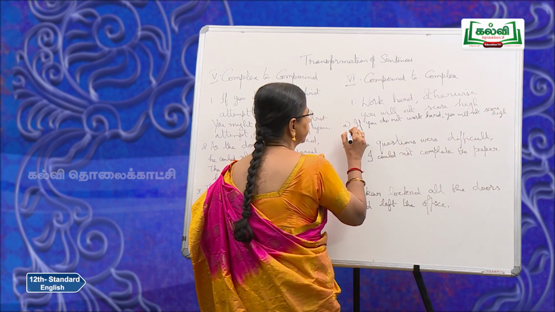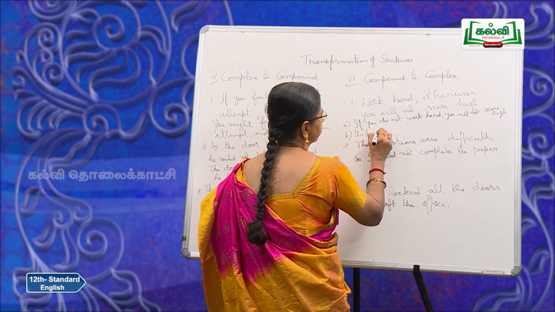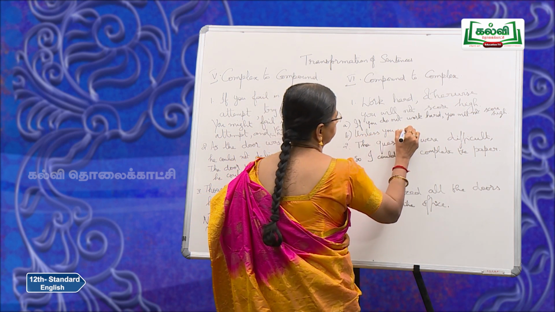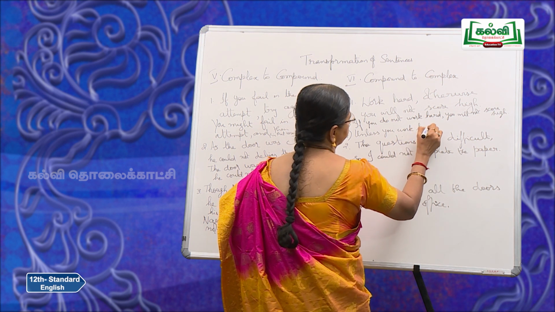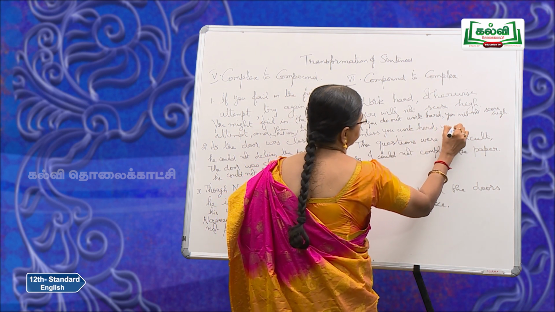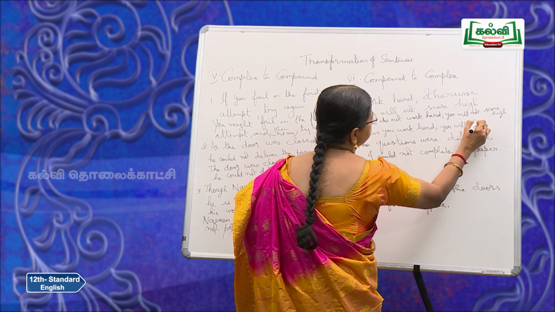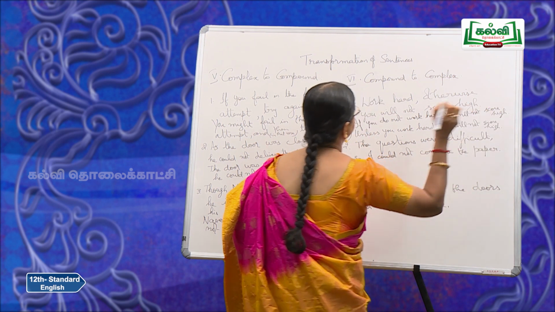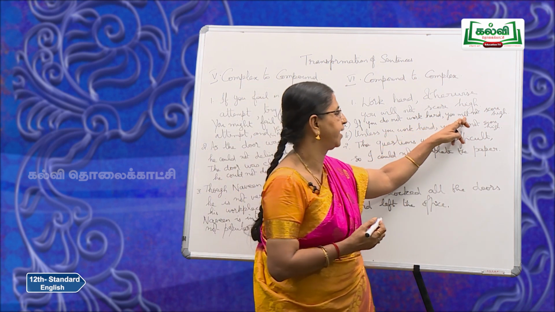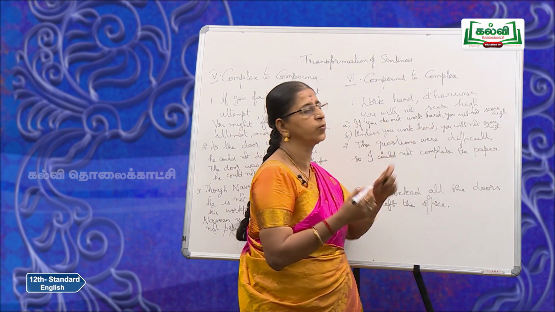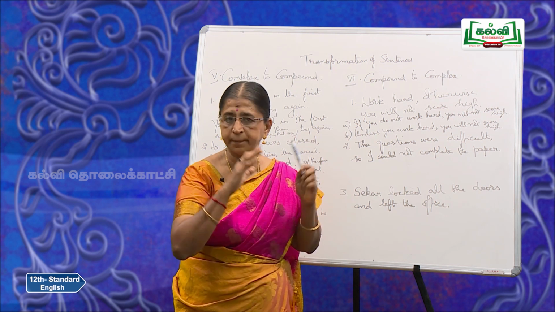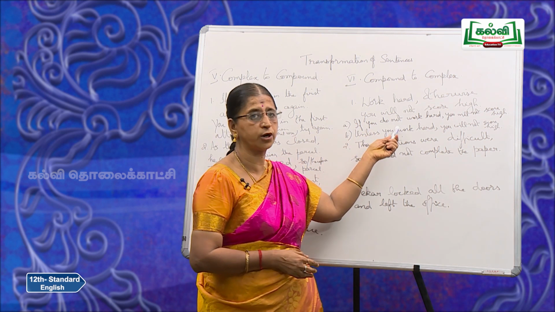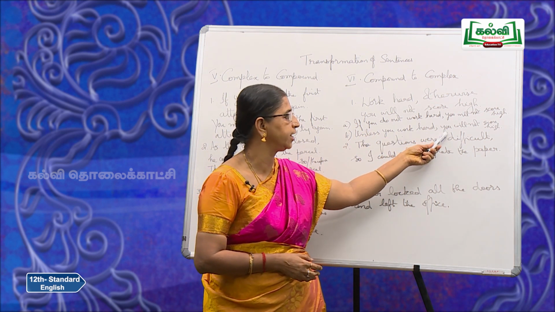This is answer A. Unless you work hard, you will not score high. This is answer B. So, you will not score high is the main clause. If you do not work hard, it is incomplete; the proper, complete meaning is not obtained. So, the subordinate clause, and you will not score high is the main clause.